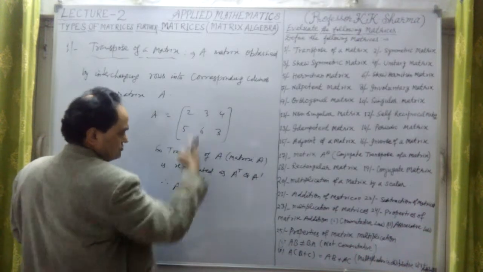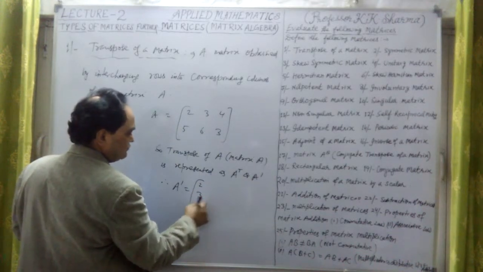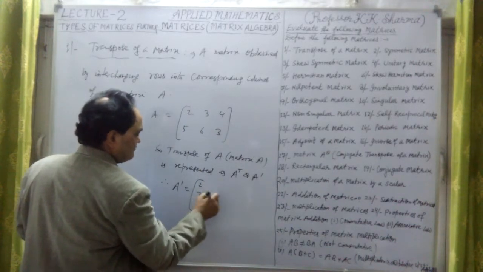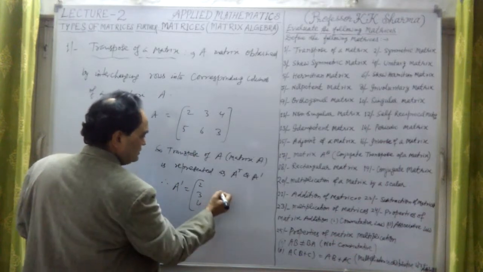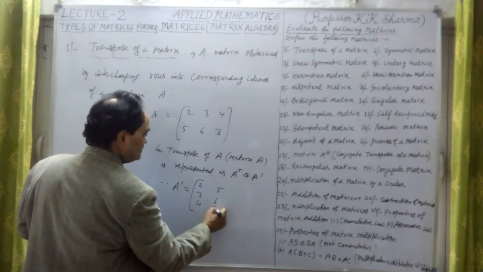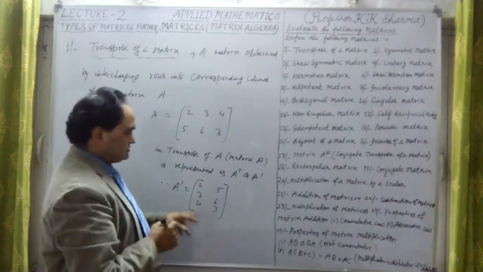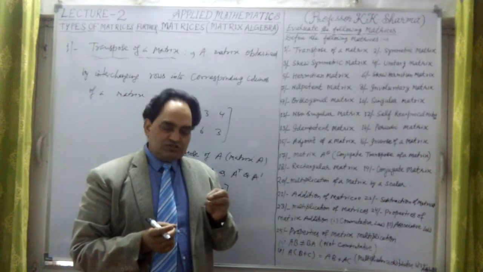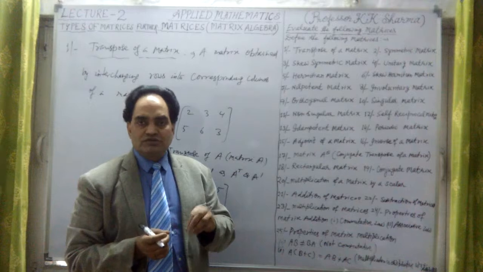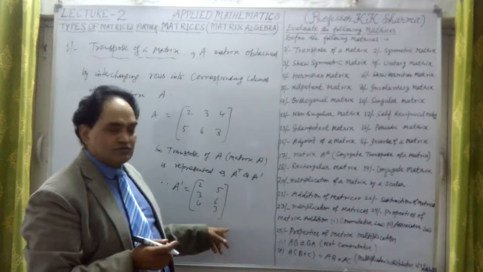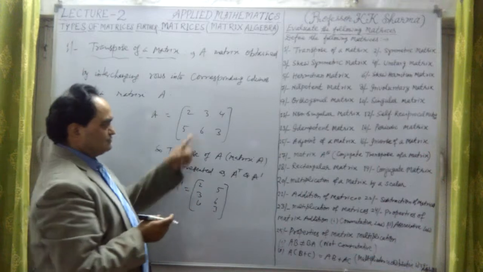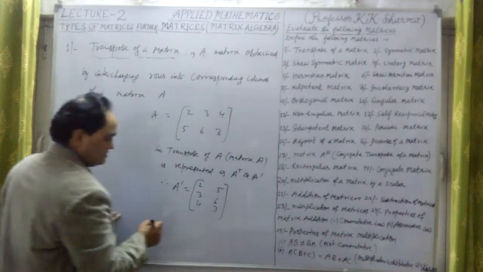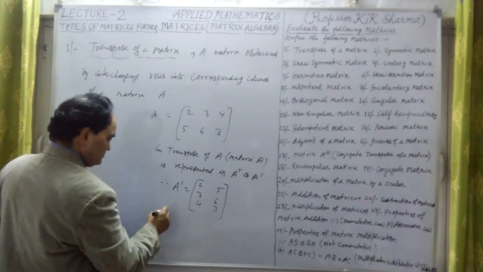Now this row will become the first column, 2, 3, 4. The rows are converted into corresponding columns of this matrix. So 2, 3, 4 is the first column, and 5, 6, 3 is the second column. Now this is the transpose of matrix A. So a matrix obtained by interchanging rows into corresponding columns of that matrix is known as the transpose of a matrix. There are some properties of this.